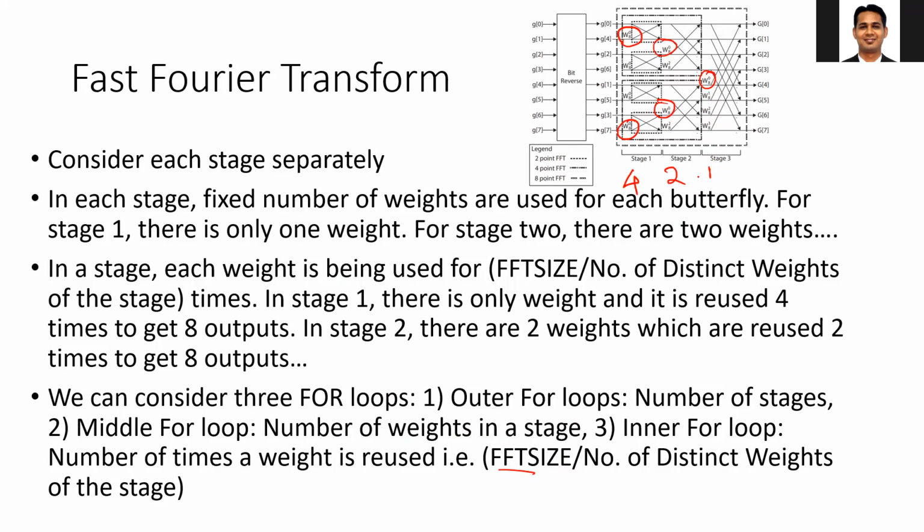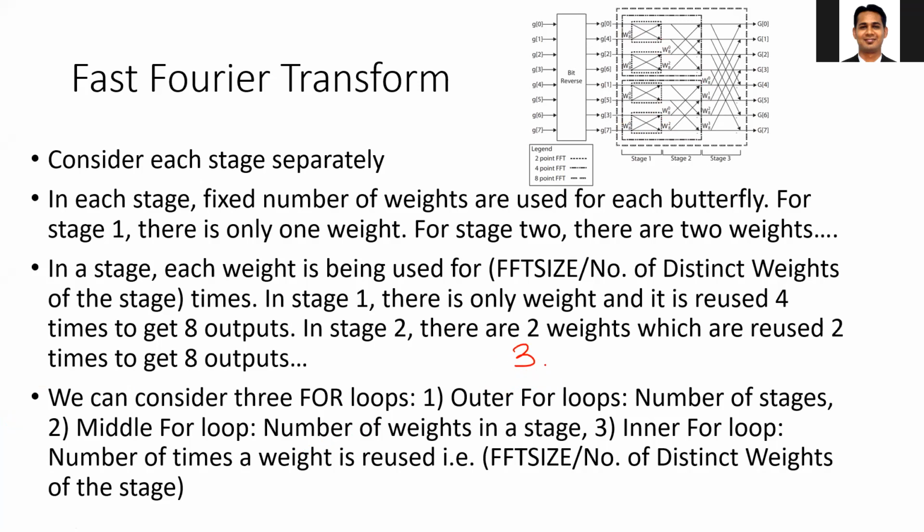So this is how we can write the corresponding FFT code. Okay, so that means in our code there will be 3 loops. We can have the outer loop for the number of stages. So for 8-point FFT, we'll have the outer loop which goes 3 times: stage 1, stage 2, stage 3. Then for every stage, we will have the middle loop, which will be for the number of weights.